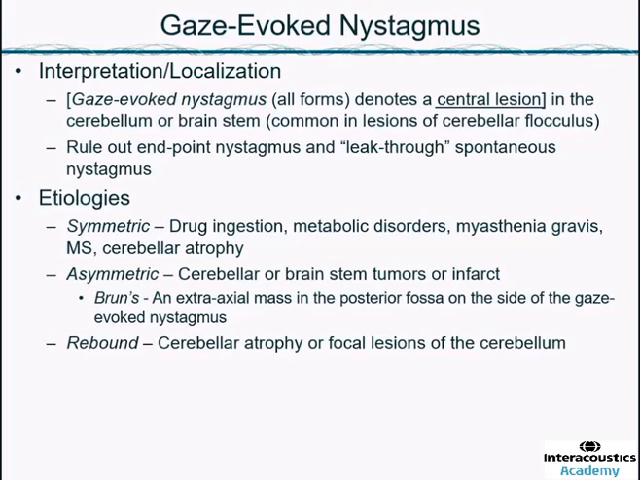Bruns nystagmus is a specific type of asymmetric nystagmus, which is often due to a mass or tumor in the posterior fossa on the side of the gaze-evoked nystagmus. Rebound nystagmus, as I said, we'll often see with gaze nystagmus, and it indicates cerebellar atrophy or more focal lesions of the cerebellum.